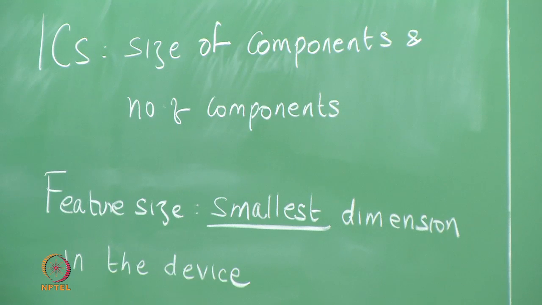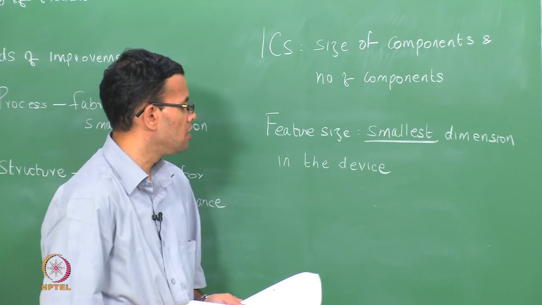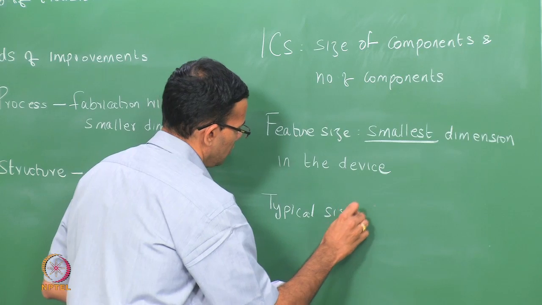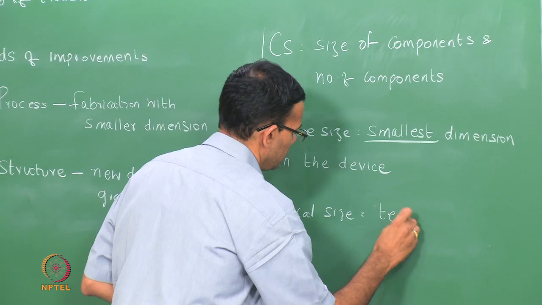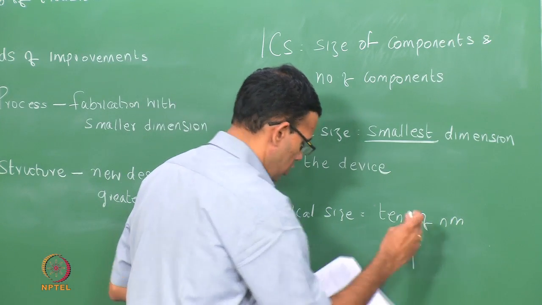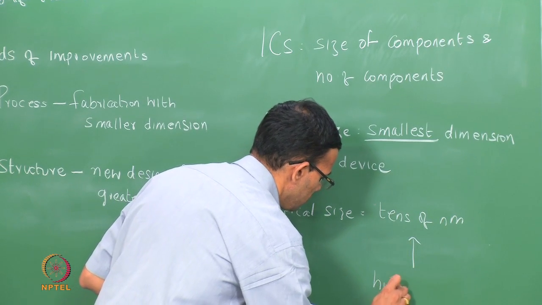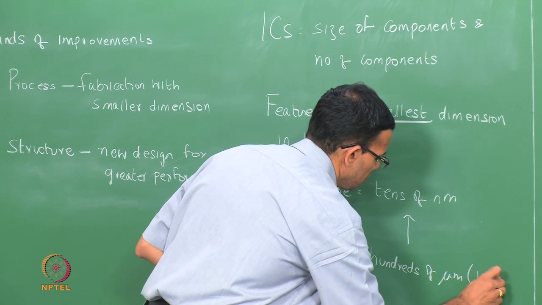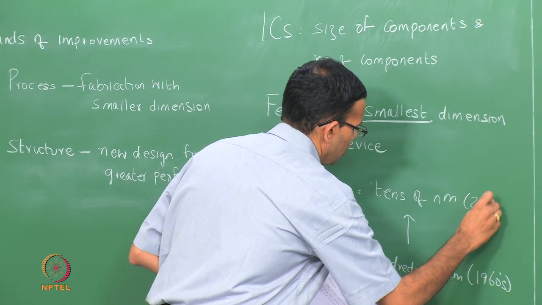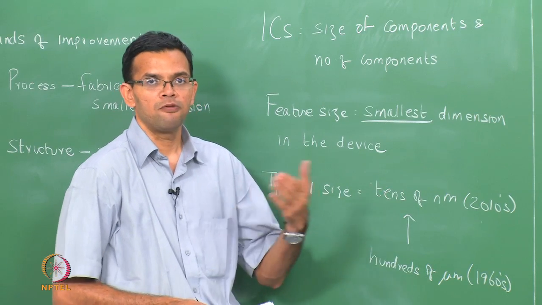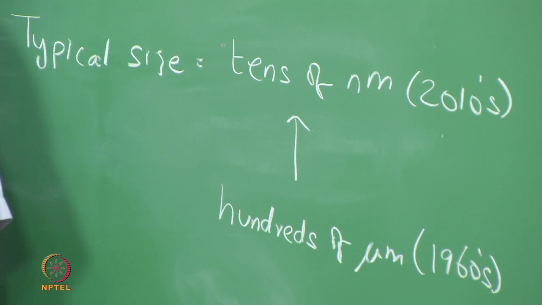So, usually this is taken as the distance between two gates when you are thinking about transistors that are fabricated in a wafer. So, typical feature size now is around tens of nanometers. So, this started from around tens of micrometers or hundreds of micrometers in the 1960s. Along with the reduction in feature size, the number of components within your chip has also increased.